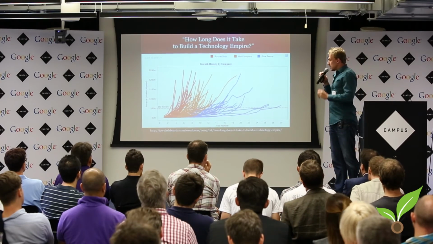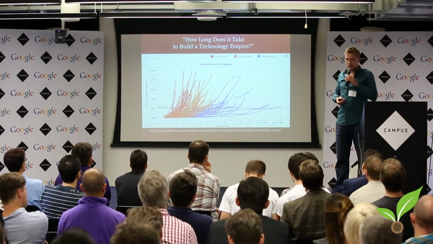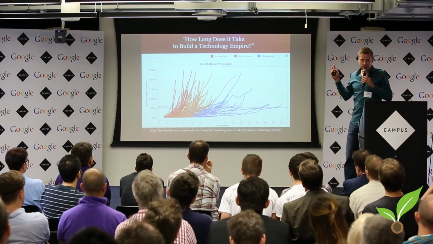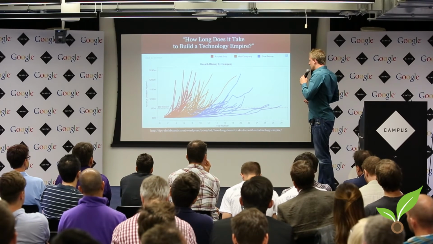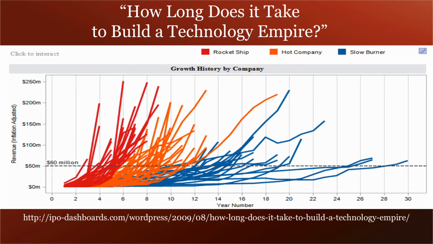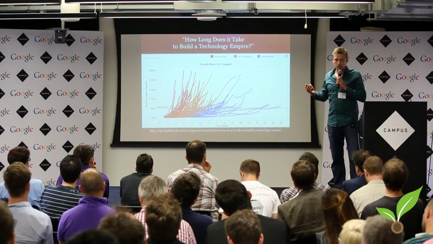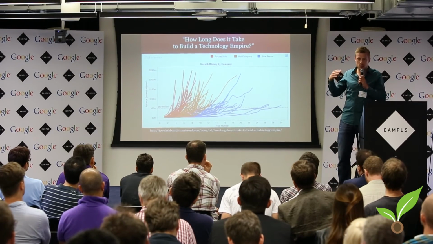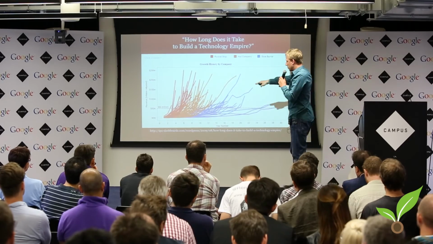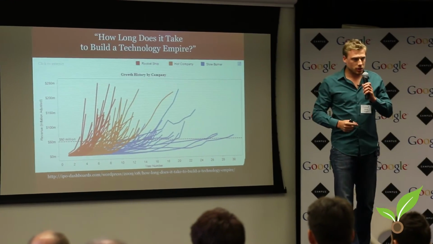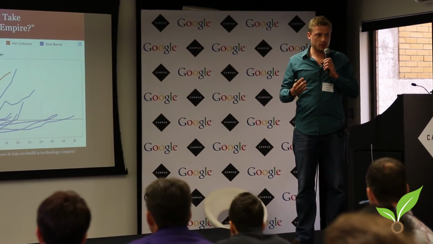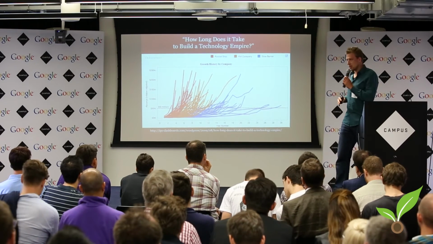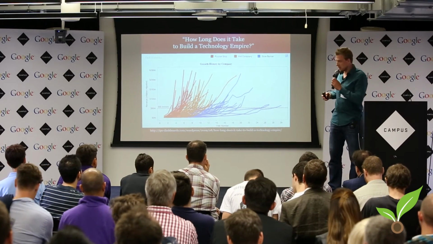So coming back to building lasting relationships and being in it for the long run, there's a very nice statistic and graph that shows how long it takes to build a technology empire. It's an analysis that looks at how long the top 100 publicly listed software companies in the US took to get to certain amounts of revenue. And you can see that on average, it takes a software company 9 years to get to 50 million in revenue.